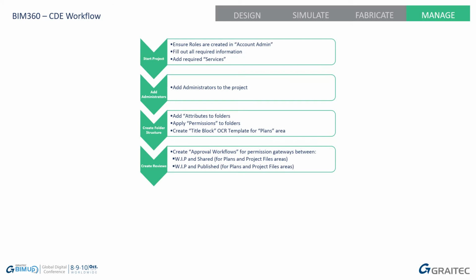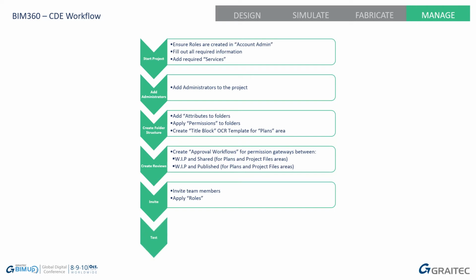We're going to create some reviews. By reviews, I mean we're going to create approval workflows for permission gateways between work in progress and shared, plans and the project file area, work in progress and published, again for the plans and project files areas. We're going to invite other team members and apply roles to them on the project with the right permissions. And then we test the project. It's something that we don't do enough, testing the project, making sure it works. We just kind of fire into it.